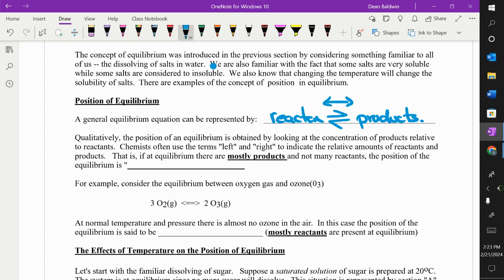So we have reactants going to products. If you have mostly products, your reaction is pushed in this direction, and we're going to talk later on about what pushes the reaction in a certain direction. And it's mostly products and not a lot of reactants. We say the equilibrium is to the right, or it's been shifted to the right. That means there's more products than reactants.